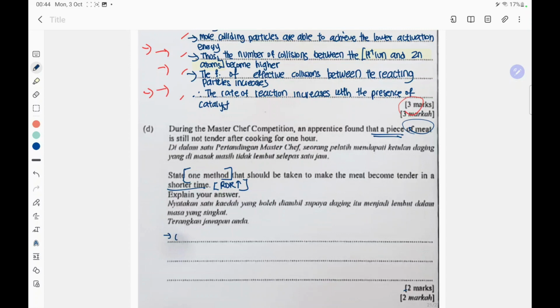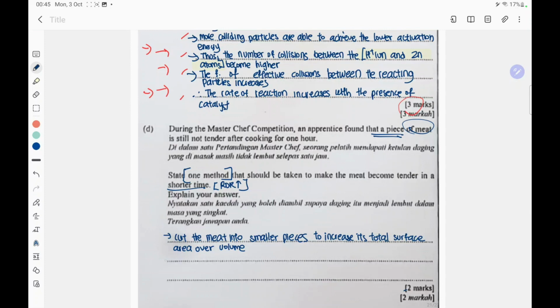Obviously, we are going to cut the meat. We cut the meat into what? Into smaller pieces. I like to write my answer in a longer sentence rather than separate them into shorter sentences. So I will continue the answer. To cut the meat into smaller pieces to increase its total surface area over volume.